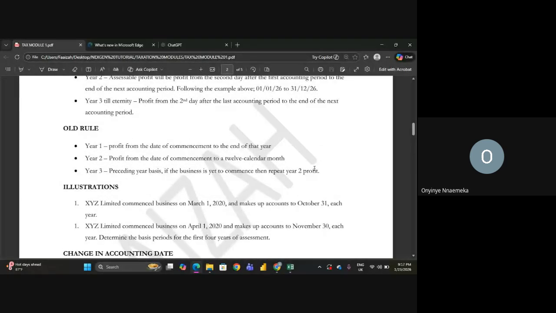This old rule, please. So now, for old rule, the rule is different. That's why it's called old rule. It's old rule, right? And it caused problem. That's why we have to bring in the new rule.